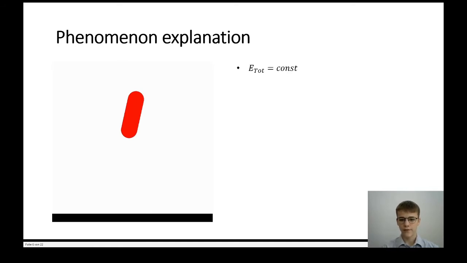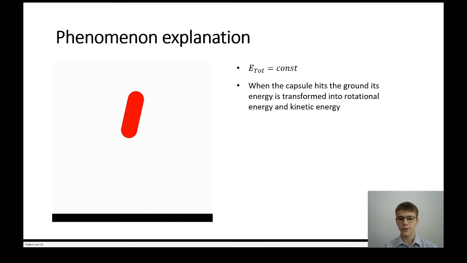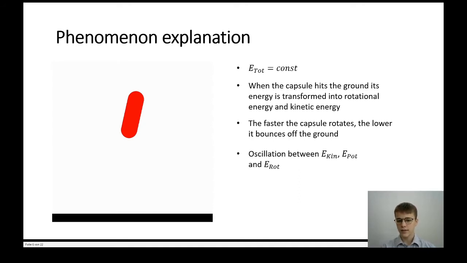This is because of the conservation of energy, which means that the total energy in the system is constant. During an impact, some of the capsule's energy is transformed into kinetic and some into rotational energy. And because the total energy is constant, the faster the capsule rotates, the lower it bounces off the ground. So, during the whole process of falling, spinning and rebouncing, the capsule's energy oscillates between kinetic, potential and rotational energy. And the conservation of energy also implies that the capsule may only rebound higher than its release height if it has an initial spin.